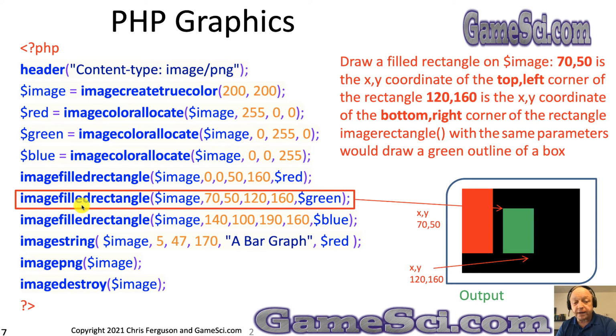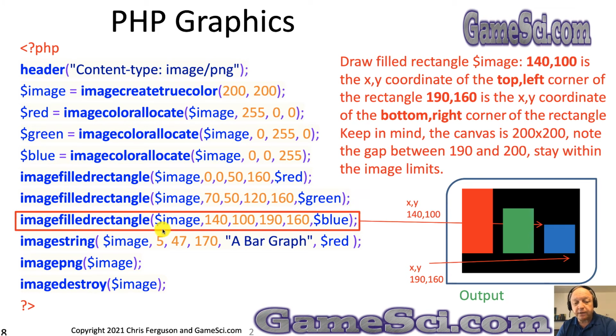Image filled rectangle, $image, comma, 70, 50. Let's draw a rectangle on $image. 70, 50 is the XY coordinate of the top left corner of the rectangle. 120, 160 is the XY coordinate of the bottom right corner of the rectangle. Image rectangle with the same parameters would draw a green outline of a box, but since we called filled, it's a filled rectangle.